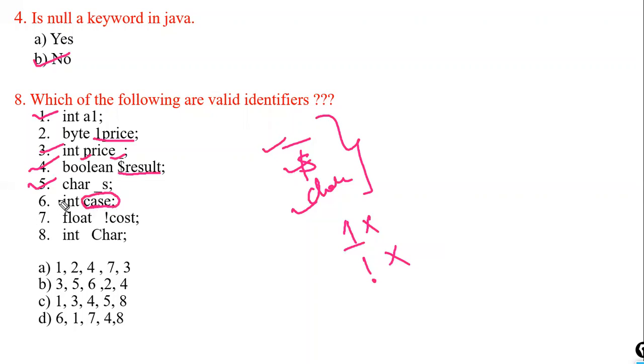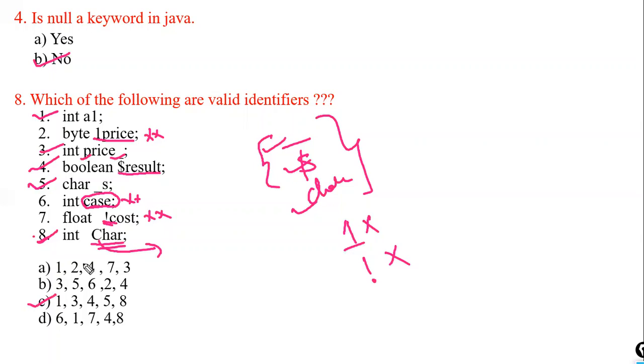Case is a keyword. Keywords cannot be used as identifier names. So this is invalid. We cannot start with any other symbol other than underscore and dollar. So this is invalid. Character C is an uppercase. So this is not a keyword. So this is also valid. So finally 1, 3, 4, 5, 8. So the correct option is C.